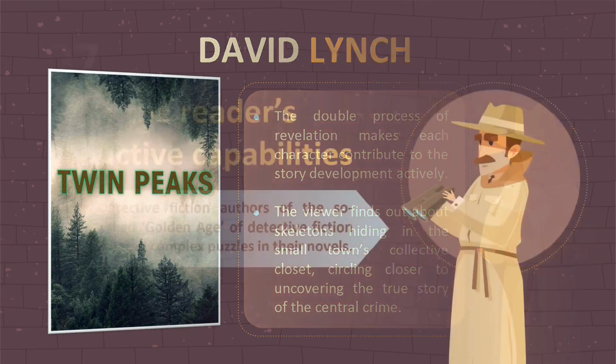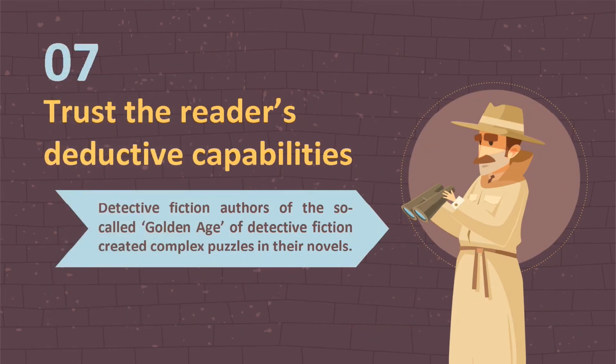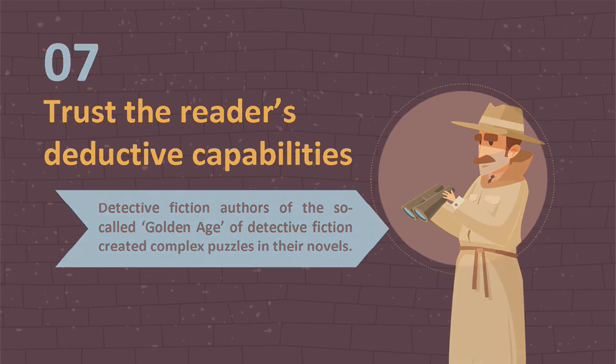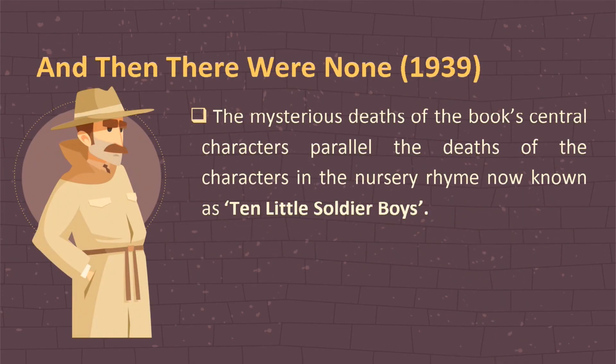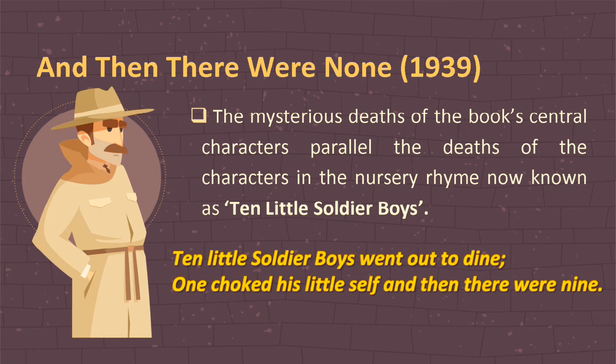Lastly, number 7, trust the reader's deductive capabilities. Detective fiction authors of the so-called golden age of detective fiction, such as Agatha Christie, created complex puzzles in their novels. For example, in Christie's mystery novel, And Then There Were None, from 1939, the mysterious deaths of the book's central characters parallel the deaths of the characters in the nursery rhyme, now known as Ten Little Soldier Boys. Based on the rhyme, ten little soldier boys went out to dine, one choked his little self, and then there were nine.